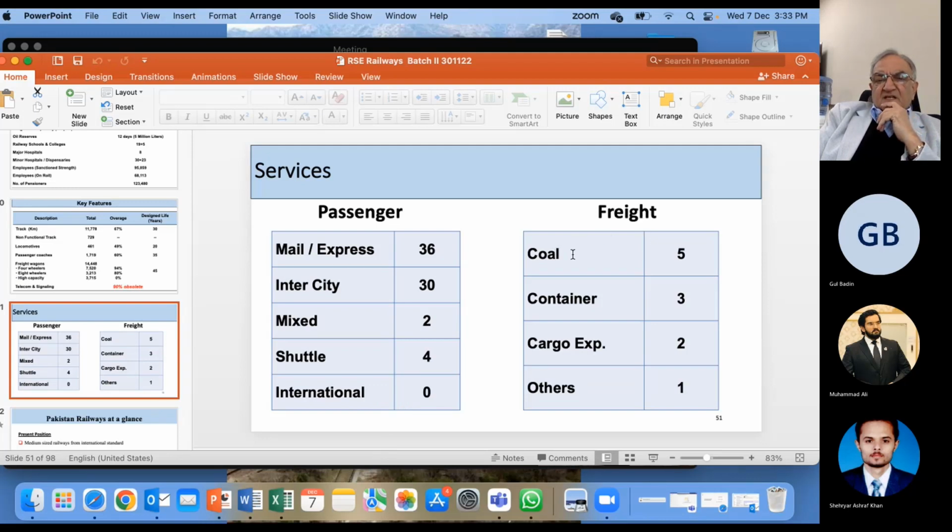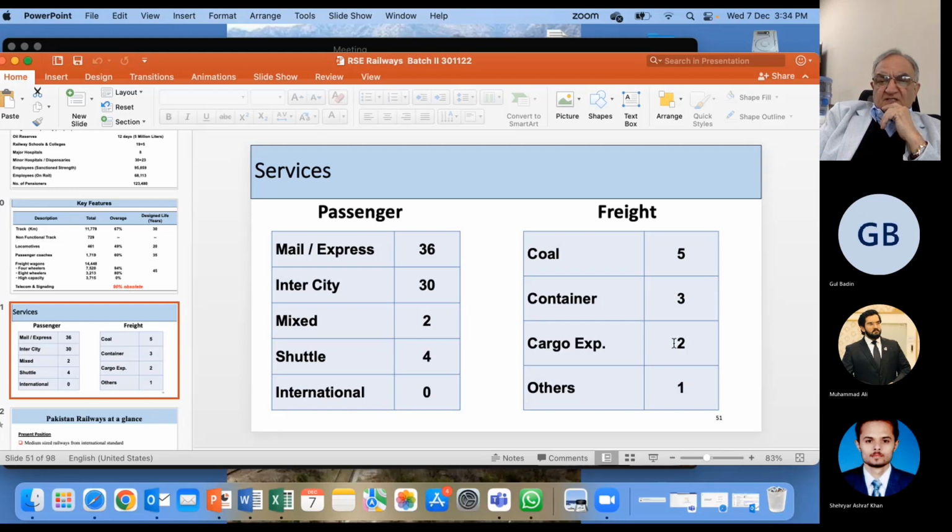In freight, as I said, coal is very important, and this coal again is coming into Sahiwal, imported coal. Then about 3 trains of containers, 2 trains of cargo, and others. In others came whatever goods came by rail, fertilizer, cement, jute which used to come a lot, cotton used to go. So these are the things.